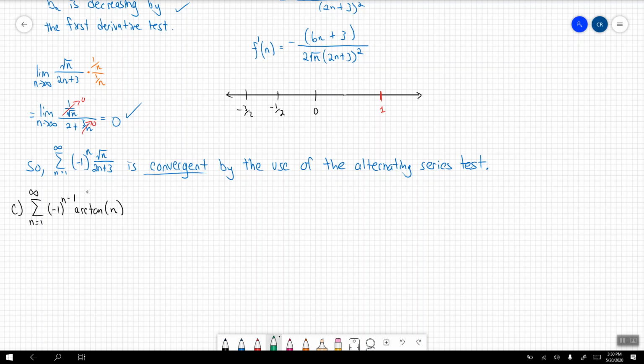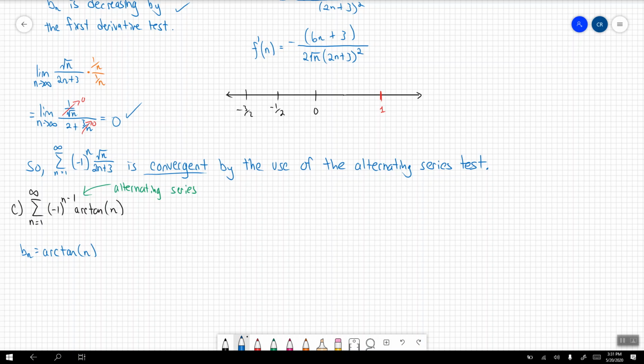All right, the first thing I identify here is that this is an alternating series, which means I could possibly use my alternating series test. All right, so that's going to be kind of nice. So let's look at my alternating series test. All right, so b sub n is going to be arctangent of n. All right, so I'm going to be looking at arctangent of n.